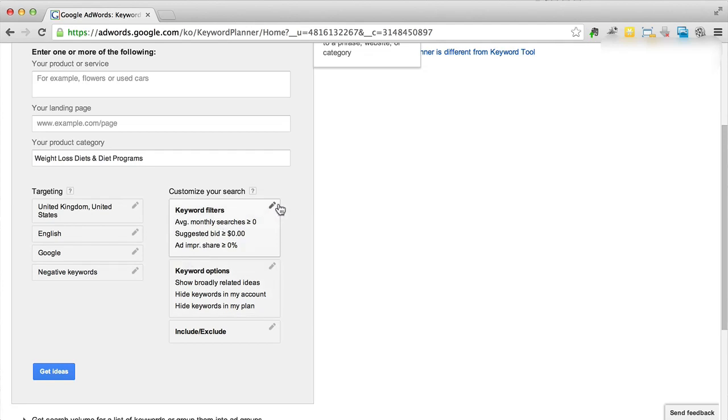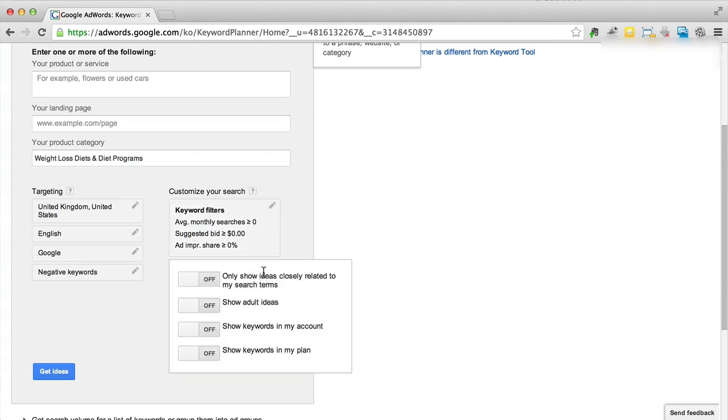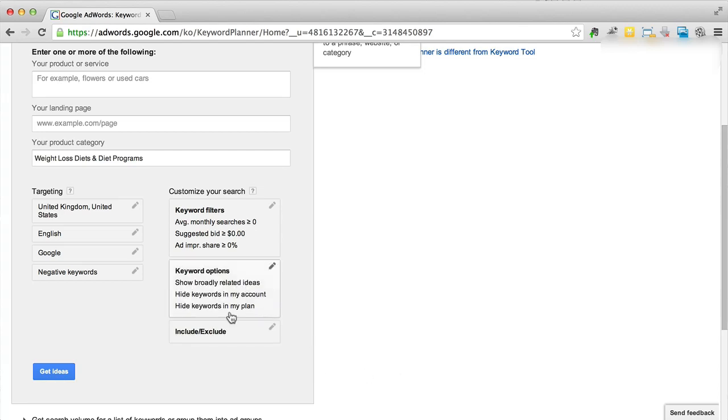Next, we've got to customize your search. We could set a minimum amount of monthly searches that we want to be displayed. We've also got some keyword options over here. We've got only show ideas closely related to my search terms. You could do that, but I usually like to leave this off. Show adult ideas. For this niche, I'm just going to go with off. Show keywords in my account. Off. Show keywords in my plan. I'm also going to leave this as is, so it's all off for these keyword options.